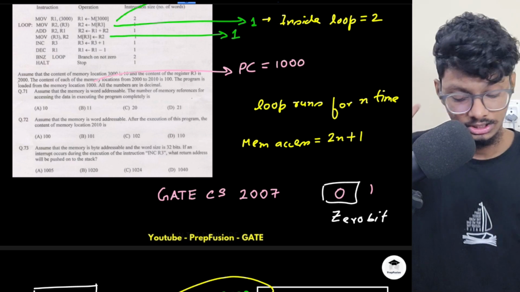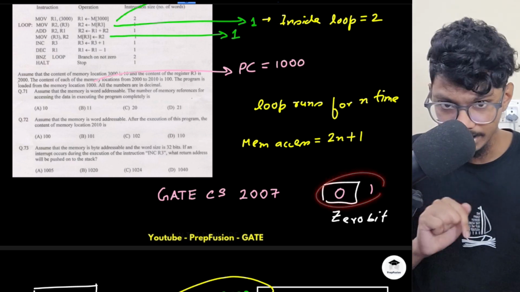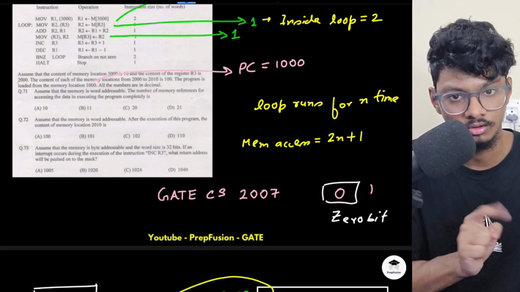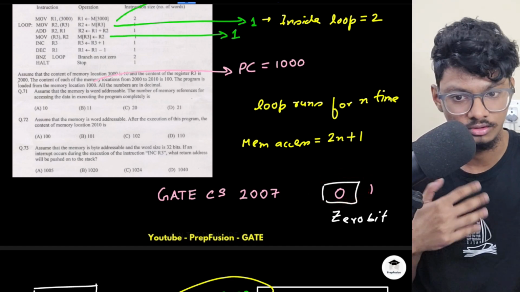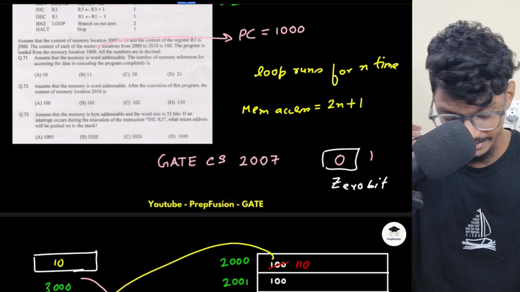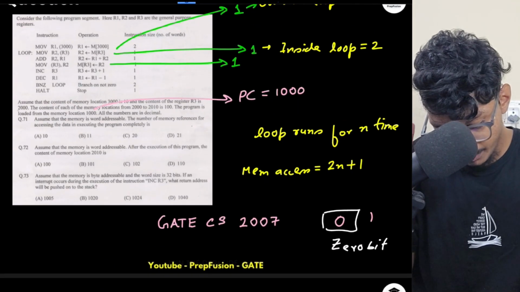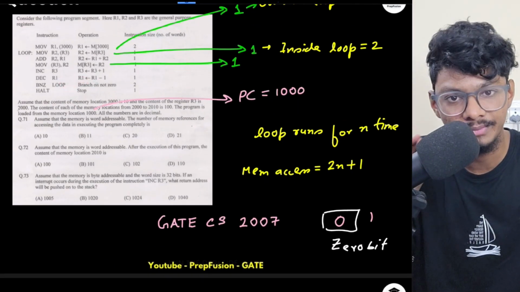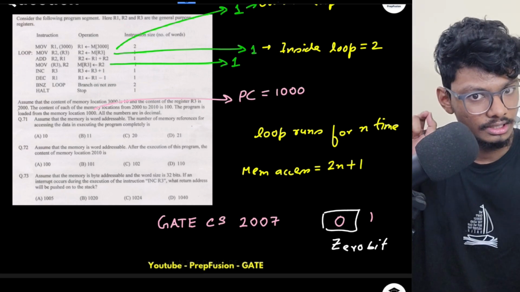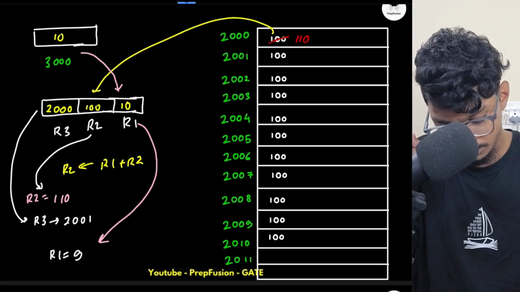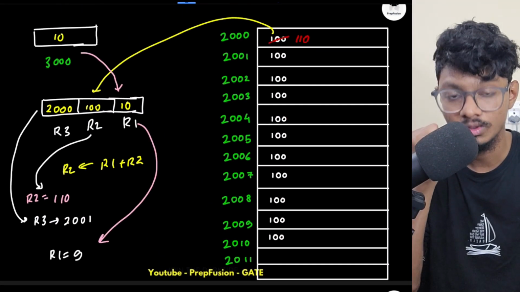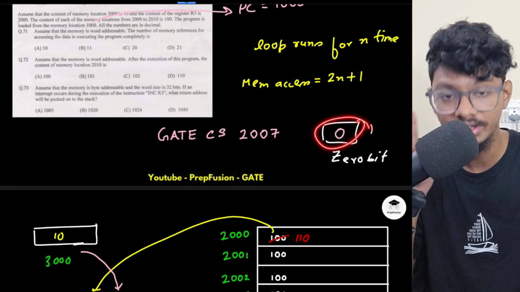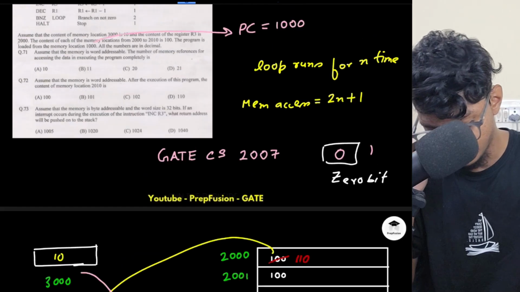Point 1 done. Now point 2 is, currently in the first iteration, is the 0 bit set or not? Tell me in the comments below. Obviously, if you have already understood, what was the previous arithmetic operation? The previous arithmetic operation was R1 decrementing by 1. If I decrement R1 by 1, what is the result? The result is 9. Is 9 0? 9 is not 0, so the 0 bit will not be set. It will be 0.